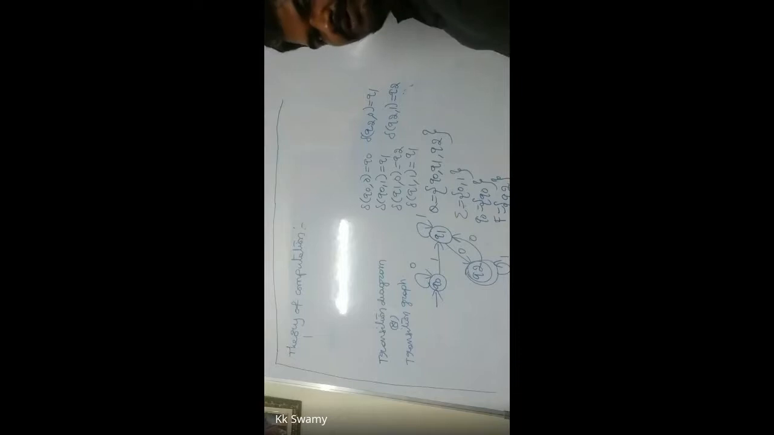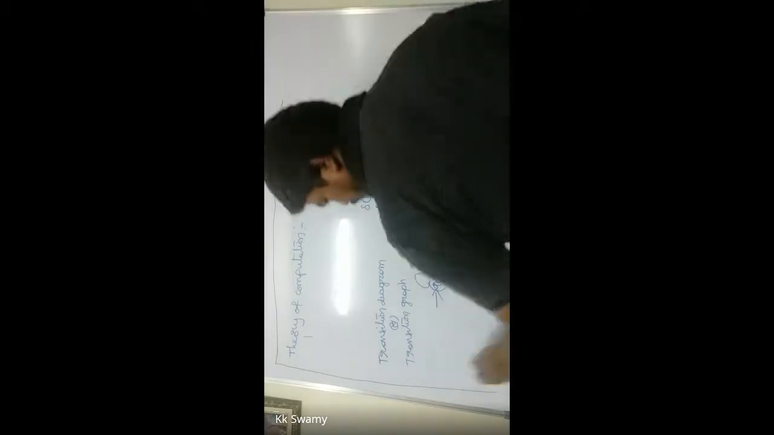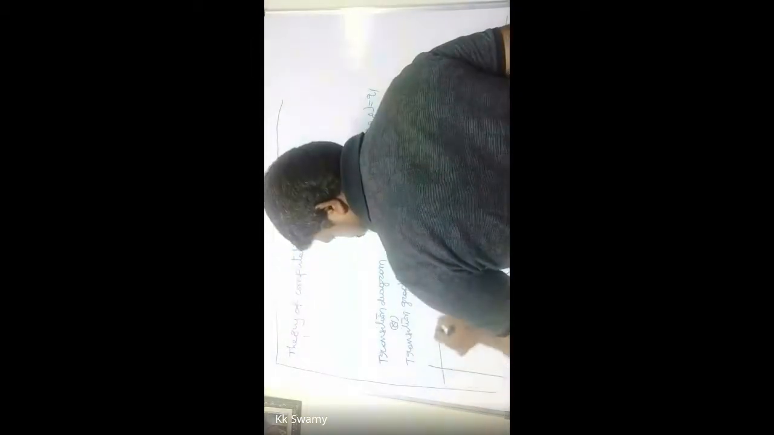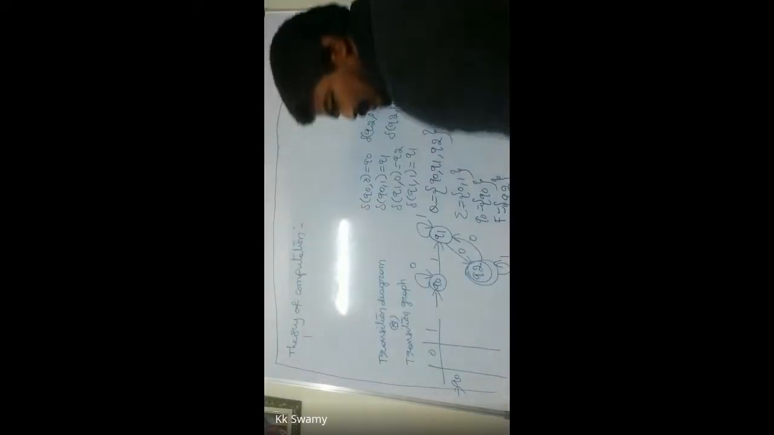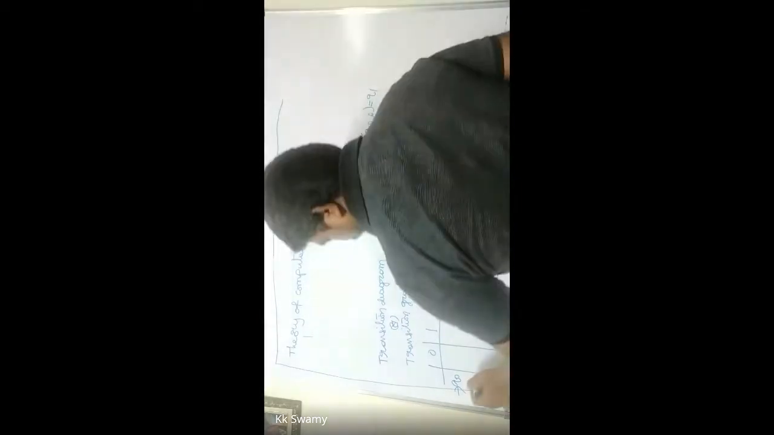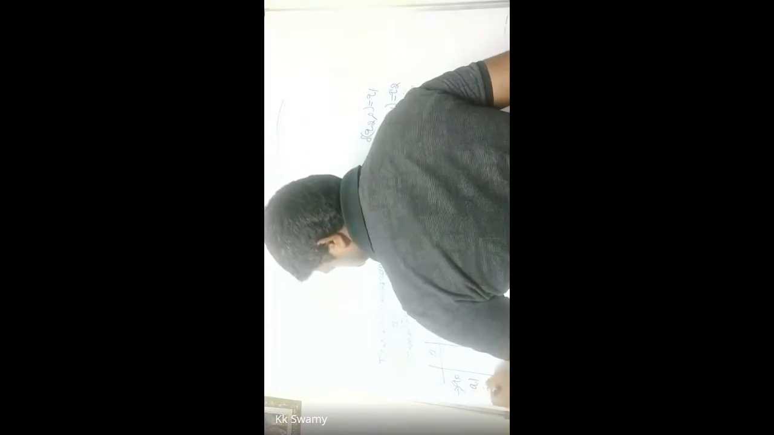Again, the same diagram we can represent in the form of a table also. Table means what? A set of rows and columns. The rows are for the states and columns for the input symbols. Suppose I consider the input symbols as 0s and 1s, the initial state is represented by the arrow mark, and the final state Q2 is represented by this star operator.